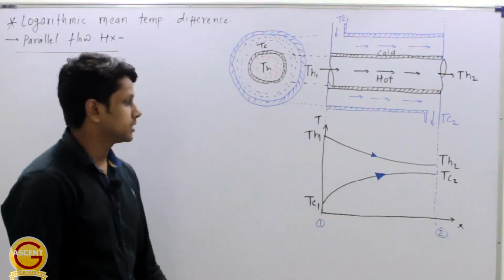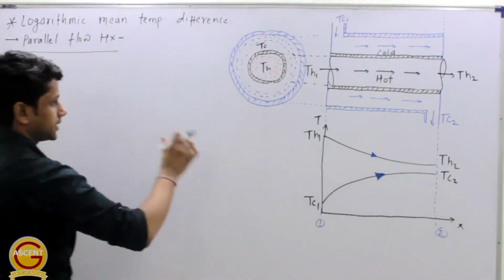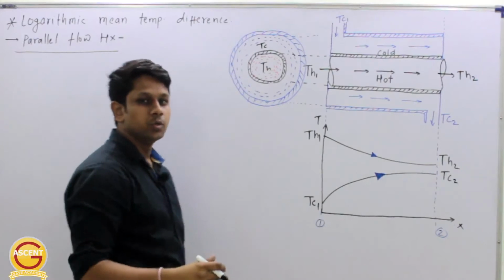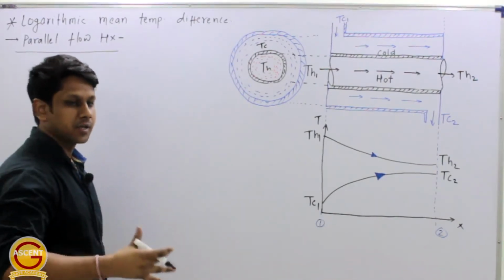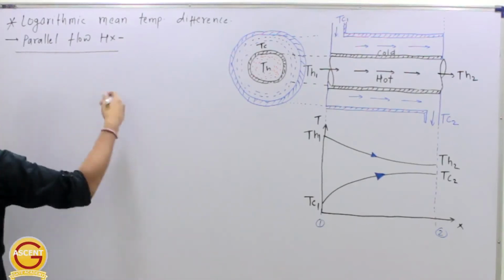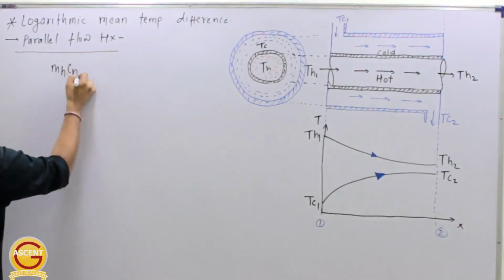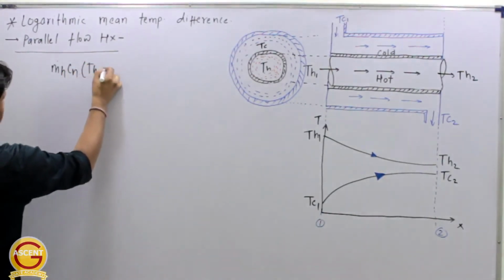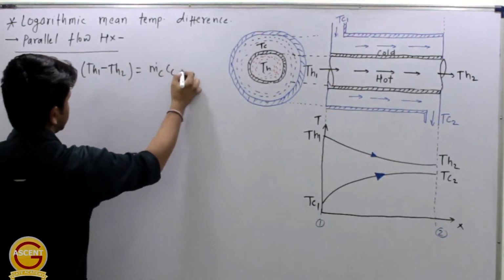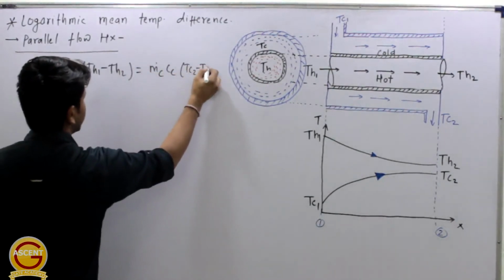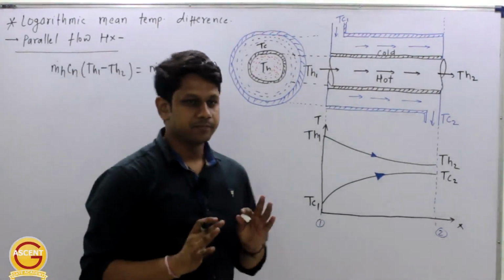So this is our temperature profile, and we have given one equation, Q rejected by hot fluid is equal to Q gained by cold fluid, right? So I'm just summarizing whatever we have discussed till now. So from that heat balance we got this equation, m dot h into ch into Th1 minus Th2 equal to m dot c into cc Tc2 minus Tc1, right? So this much concept we have.